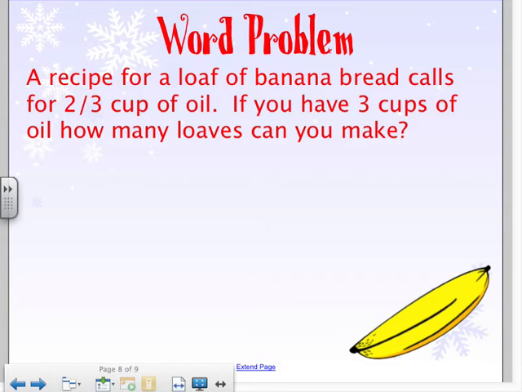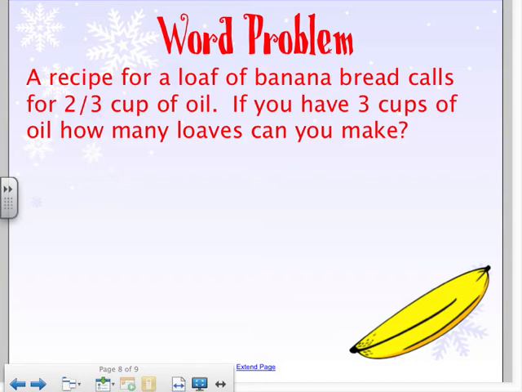All right, word problems. So a recipe for a loaf of banana bread calls for 2/3 cups of oil. If you have 3 cups of oil, how many loaves can you make? Now, this is a tricky one. The only reason we know we're dividing, I hope you know we're dividing, is because this whole lesson is on dividing. But what can you look for that would kind of tip you off? So you know you have 3 cups, and you're going to divide it up to make loaves of bread for your recipe, okay? And they want to know how many loaves you can make.